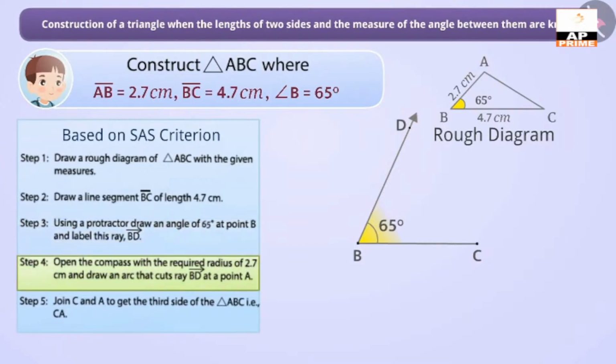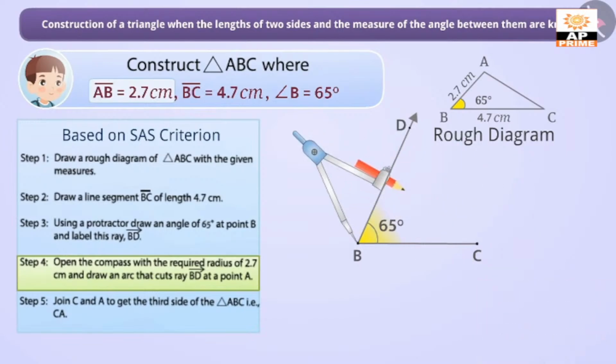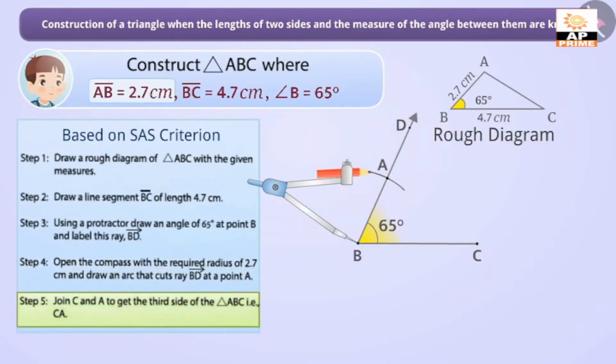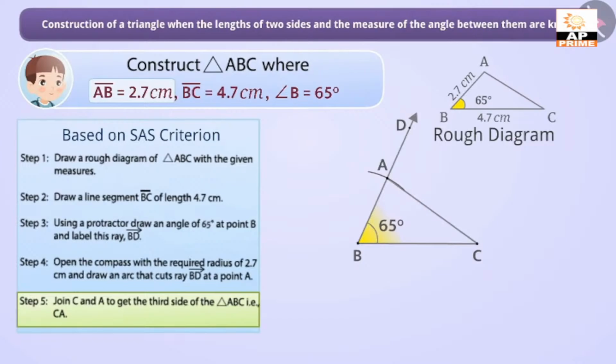Step 4. The length of AB has been given as 2.7 cm. Thus, point A is at a distance of 2.7 cm from point B. With B as the center, draw an arc on ray BD of radius 2.7 cm. The arc cuts ray BD at a point. This point of intersection is the vertex A of triangle ABC. Step 5. Join points C and A to get the third side of the triangle ABC, that is CA. Thus, we obtained triangle ABC using the SAS congruence criterion.